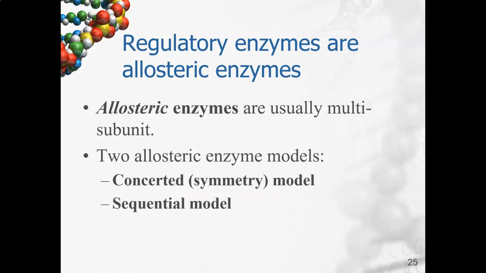And that is because allosteric enzymes are usually multi-subunit. So remember, hemoglobin is an allosteric protein. It's multi-subunit. So allosteric enzymes are also usually multi-subunit. And there's cooperativity involved with these types of enzymes binding to their substrates, just like for hemoglobin, there was cooperativity involved in the oxygen binding to the hemoglobin.